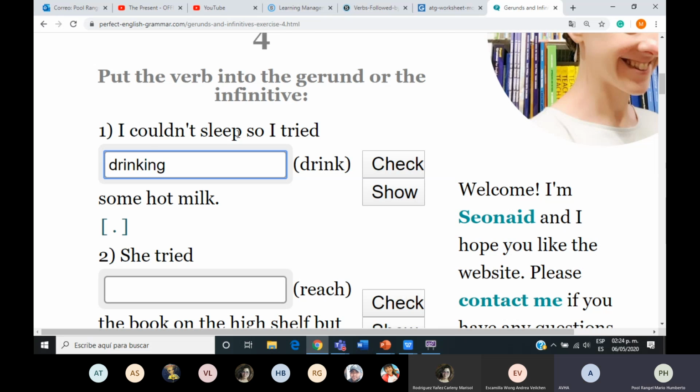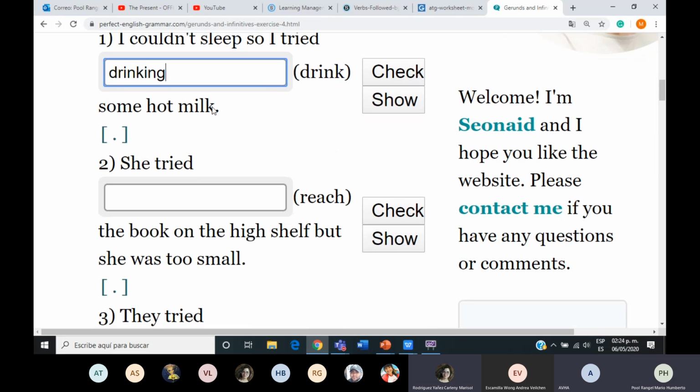Entonces va a ir con I tried drinking some hot milk. O sea, intenté tomar algo de leche caliente, a ver qué pasaba, porque no podía dormir. ¿Sí? Le pegue. El chicle y pega y me duermo.